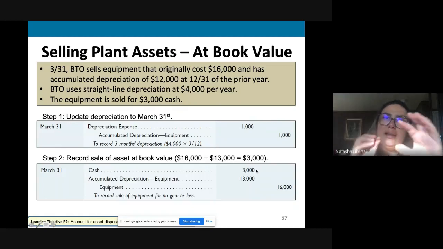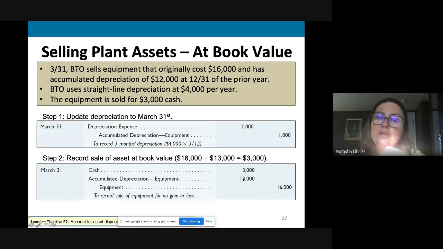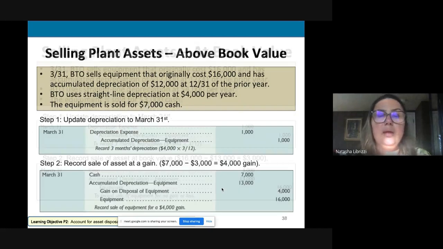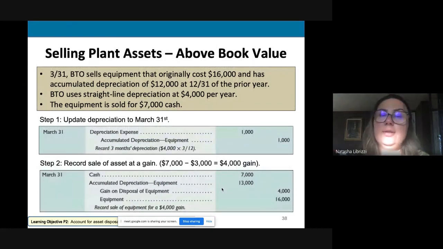So you kind of fill in everything. And in this case, your debits equal your credits and you have no gain or loss to recognize. So that's amazing. That's good. You broke even on this one. Now we have to have a gain. We do have a gain.